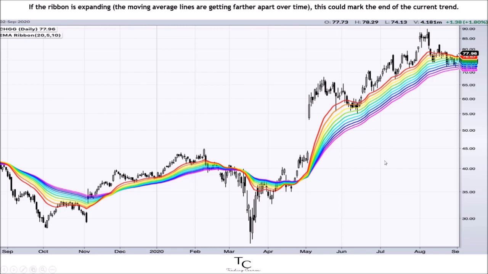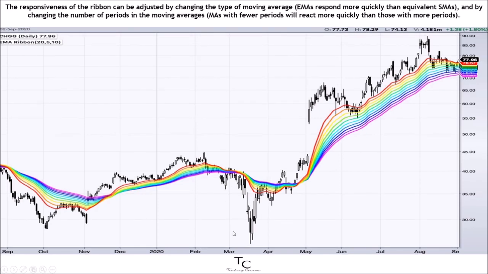If the ribbon is expanding, which means that the moving average lines are getting farther apart over time, this could mark the end of the current trend. If the ribbon is contracting, which means that the moving average lines are getting closer together or even crossing, this can indicate the start of a new trend.